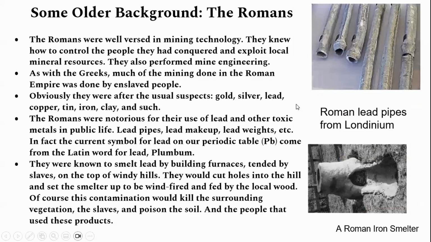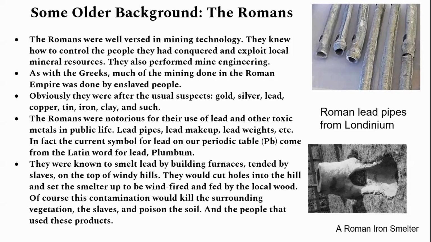Some older background, the Romans. So the Romans were very well versed in mining technology. They knew how to control the people they had conquered and exploit local mineral resources, and they also performed mine engineering. They advanced it more than the Greeks, for sure. As with the Greeks, much of the mining done in the Roman Empire was done by, unfortunately, enslaved people. Obviously, they were after the usual suspects: gold, silver, lead, copper, tin, iron, clay, and such.